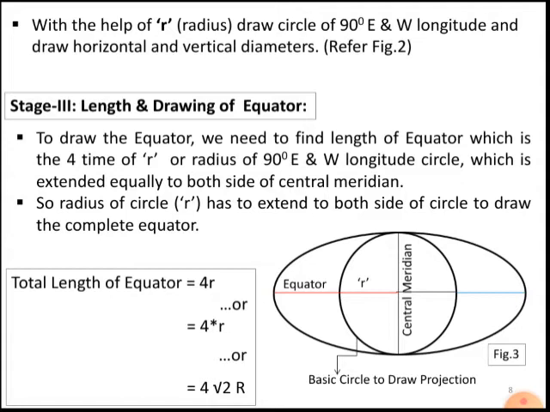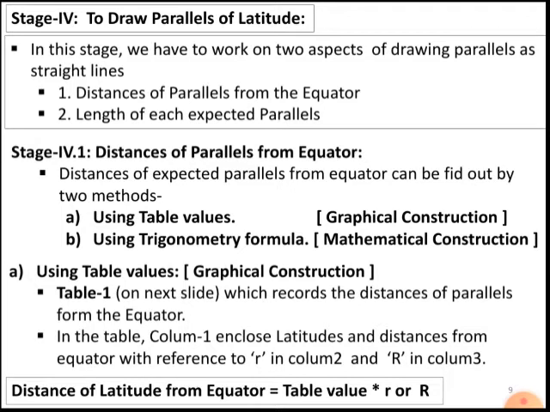So this is another important stage. Now in stage number 4, which is very important, we draw the parallels of latitude. In this stage we have to work on two aspects of drawing the parallels, which are the straight lines in this projection. One is the distance of the parallel from the equator. That means for the expected parallels of latitude you want to place, you should know the distance of that particular latitude from the equator to both hemispheres, northern and southern. So that we have to calculate.